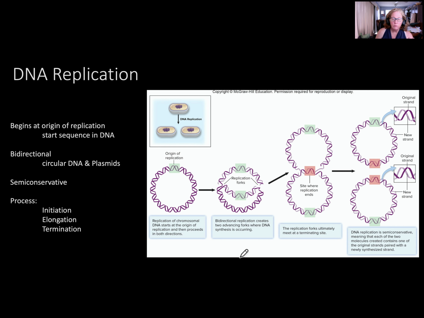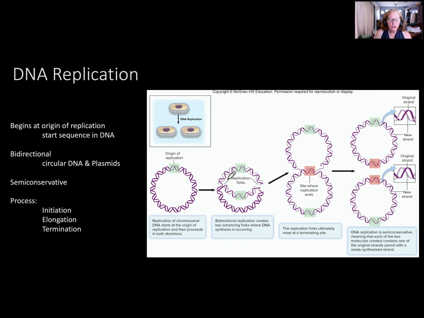In most bacteria, their chromosomes are circular like a plasmid. Plasmids are just smaller, a little easier to handle. So it has an origin of replication. This is a DNA sequence that is recognized by the machinery known as a replisome, the enzymatic machinery necessary to actually carry out the process of replication.